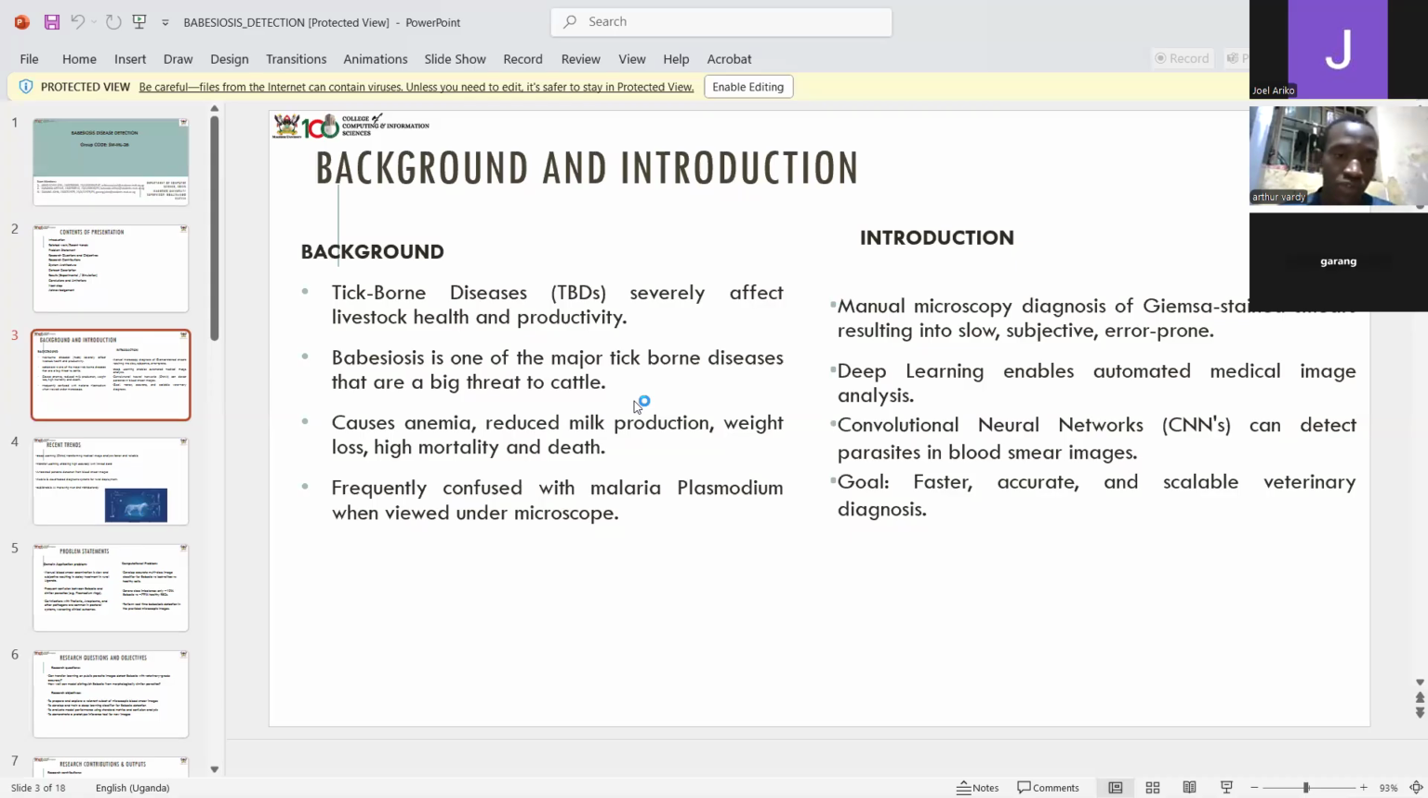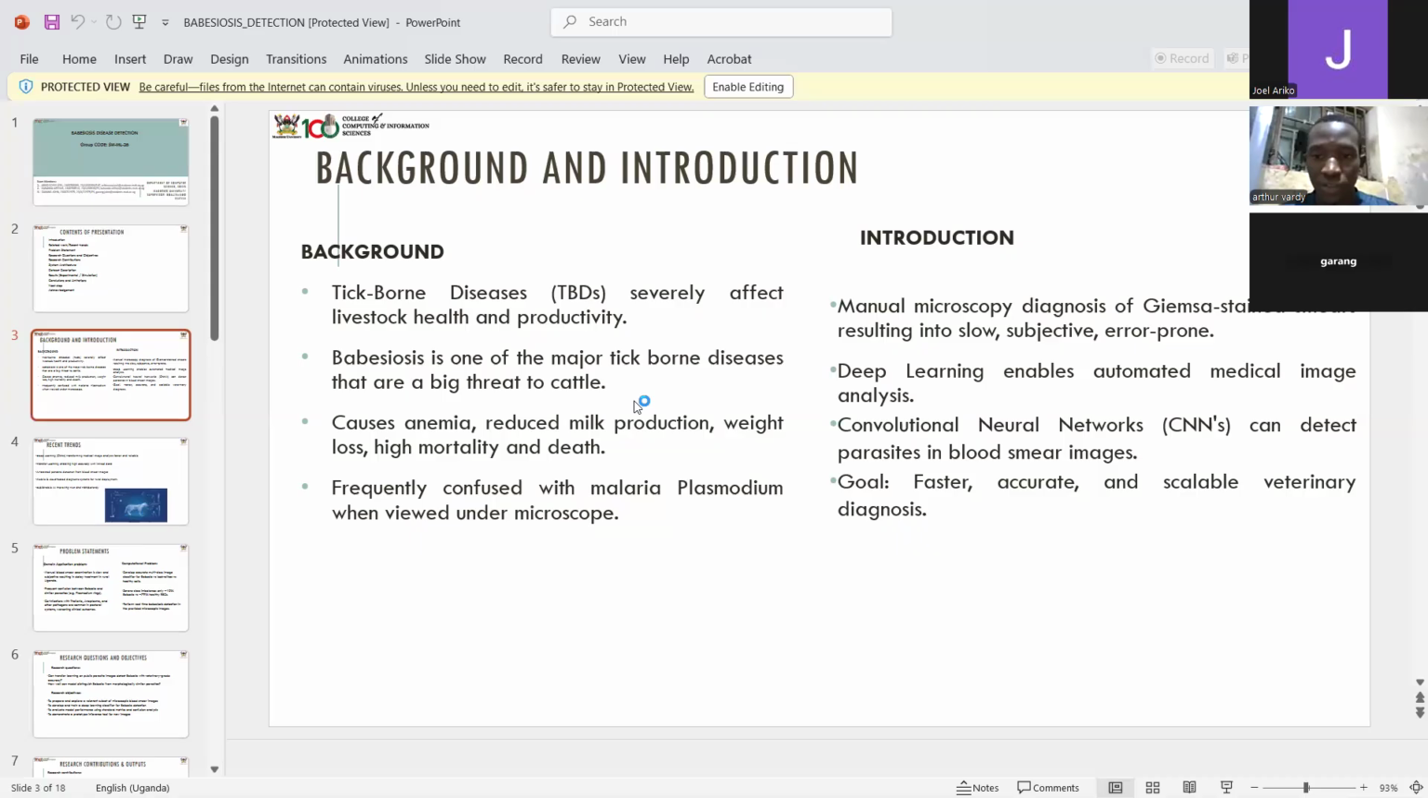So babesiosis causes anemia, reduced milk production, weight loss, high mortality, and then death. It is frequently confused with malaria plasmodium when viewed under a microscope, because both of them take the ring shape, which may lead to confusion to the person who's trying to detect which disease it is.